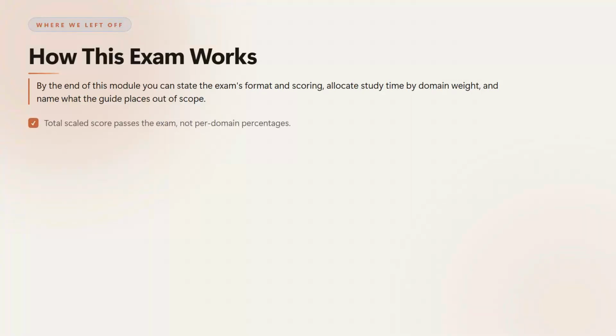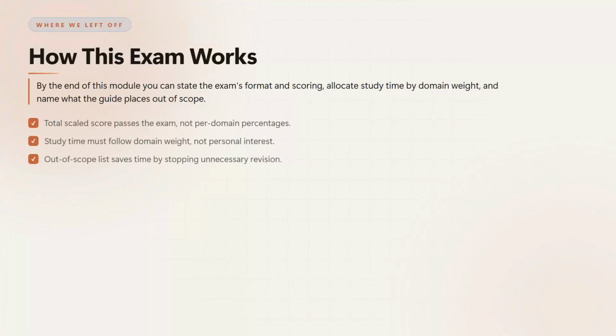So now you know the exam structure, how it's scored, and exactly what's out of scope. That lets you allocate your study time ruthlessly. But before we dive into building agents, we need to answer a harder question: do you actually need one? This module gives you the decision framework. You'll classify systems as agent, workflow, or conversational, pick the simplest approach that solves the problem, and write the justification an architect would stand behind.